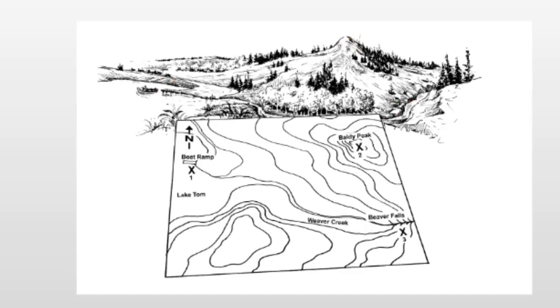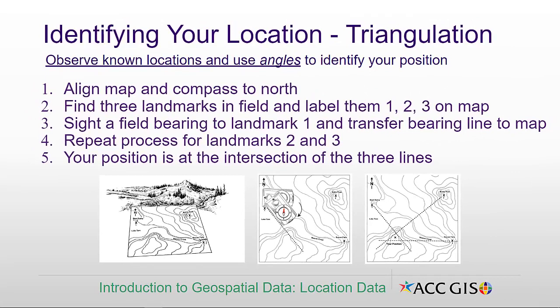Once I do that, then I'm on to step 2, where I can find 3 landmarks in the field and label them 1, 2, 3 on the map. So I've already picked out my landmarks and I labeled them 1, 2, 3 on the map for Boat Ramp, Baldy Peak, and Beaver Falls. Now I'm ready to use my compass.